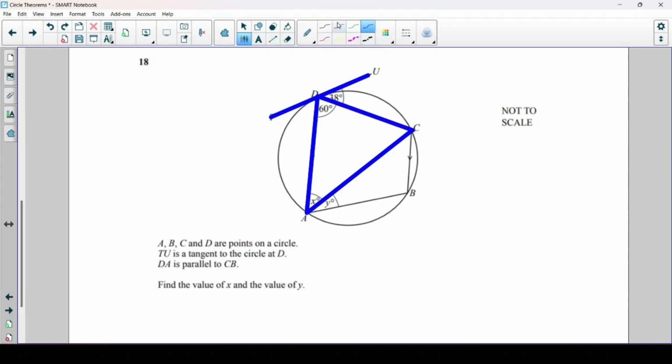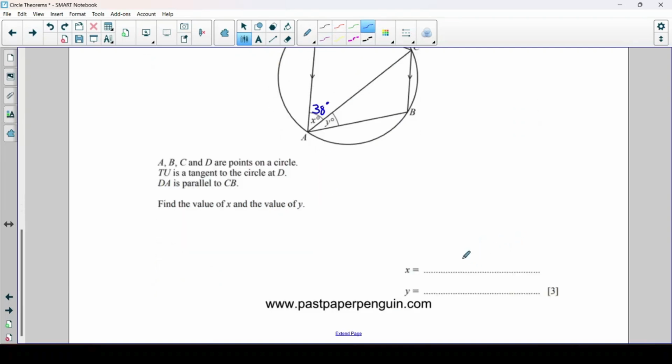Okay, for the alternate segment theorem, let's try and do some kind of Z shape, but again, it's not alternate angles, so it's not this one here that's the same, it's this one over here. So that one over here, using the alternate segment theorem, is equal to 38 degrees. So already we can figure out that x is 38. Let's label it on the diagram and fill it in on our answer line.